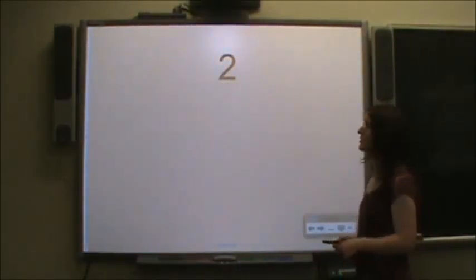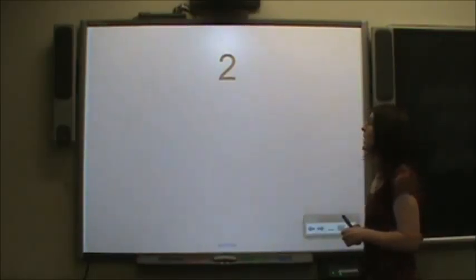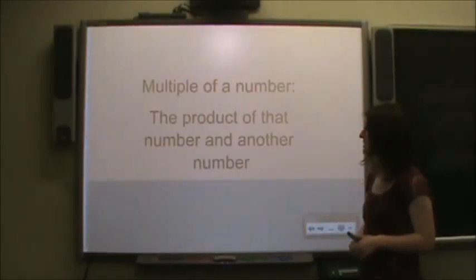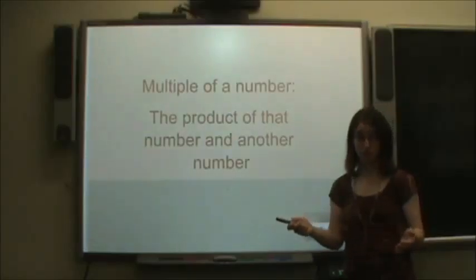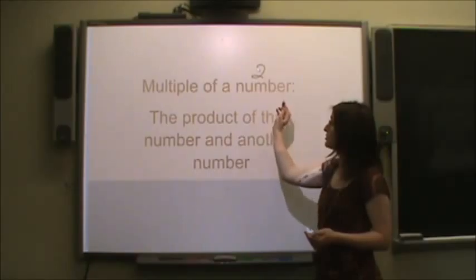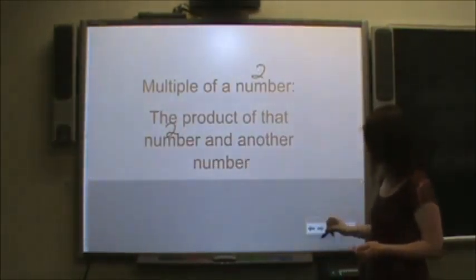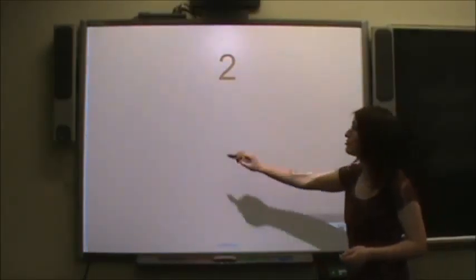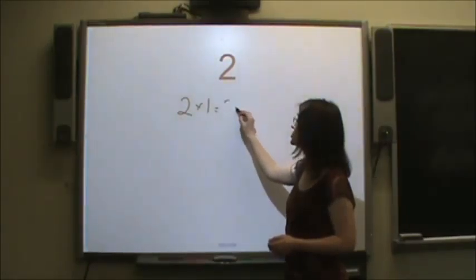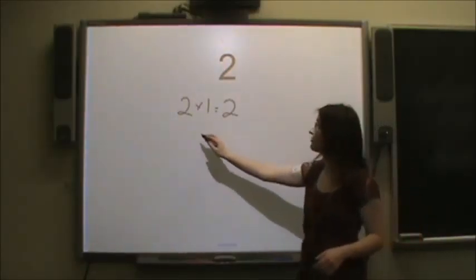We'll start with a pretty simple number. We'll start with 2. We're going to find the multiples of 2. Now, in order to do that, we have to find the product of that number, so the 2, because we're finding the multiple of 2, so if we substitute in the 2, we're finding the multiple of 2. So the product of that number, which is 2, so the product of 2 and another number. So 2, well, let's start with 1, times 1 equals 2. There's our first multiple of 2. It's 2. Now let's try another one.